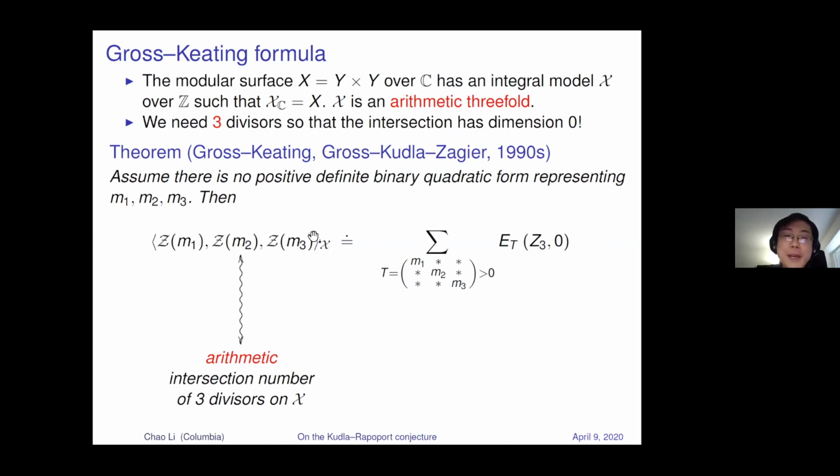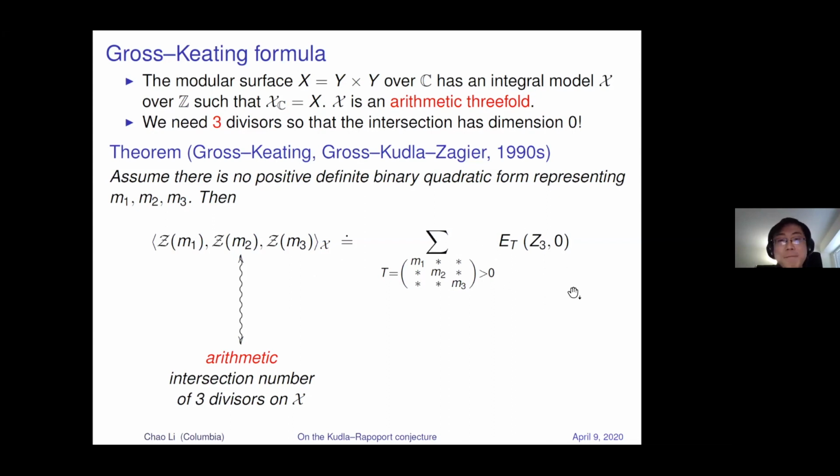So you would hope that maybe this intersection number is related to the value at s equal to 0 of this genus 3 Siegel Eisenstein series. But you immediately recognize it cannot be true because this arithmetic intersection number, compared to the geometric intersection number, is a different beast. It has a different nature. It's actually a transcendental number. It's a rational linear combination of log p's, where p are running over all the primes. So the left-hand side is a transcendental number, so it cannot be naively equal to a rational number on the right-hand side.